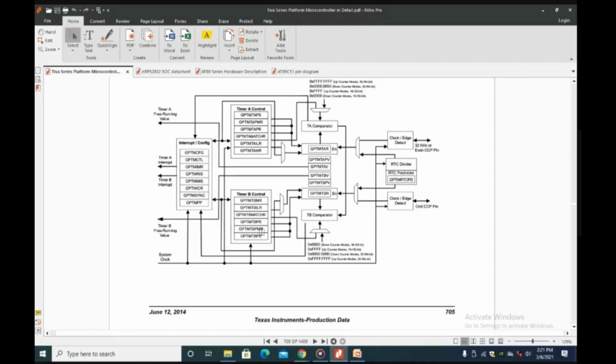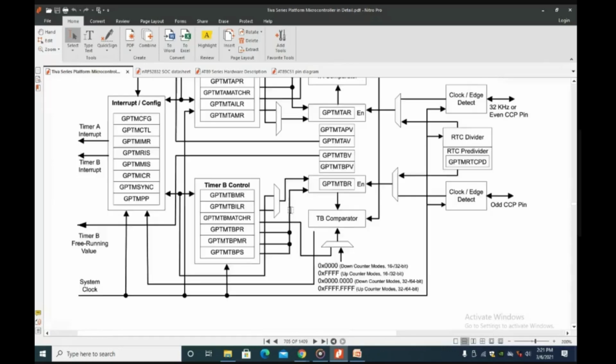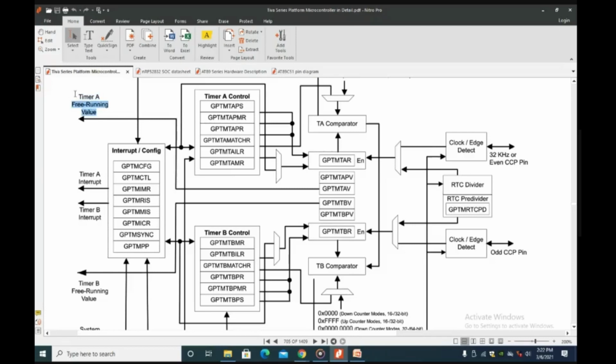So there is a timer A and timer B. And if you observe carefully, there is the timer A value. So this is the one we know, right? Timer A free running value. So timer value, no? You can see the direction here.